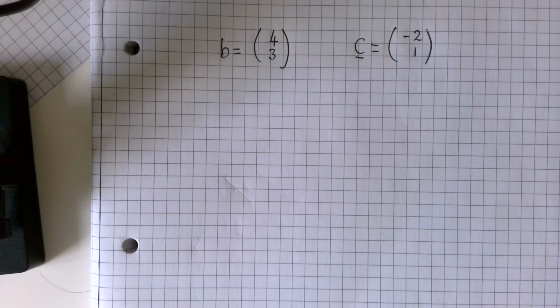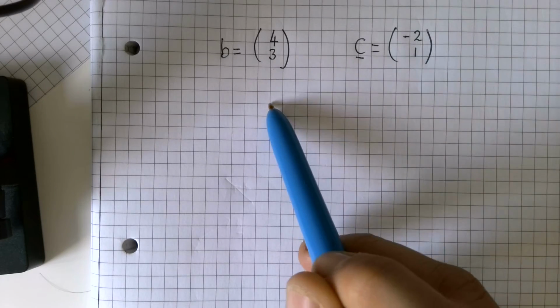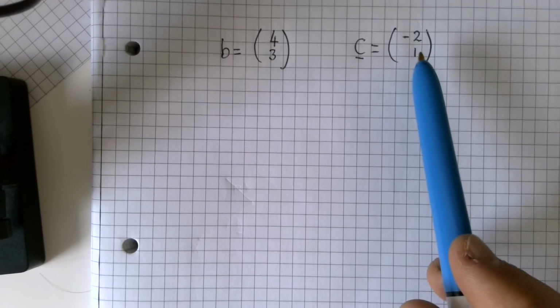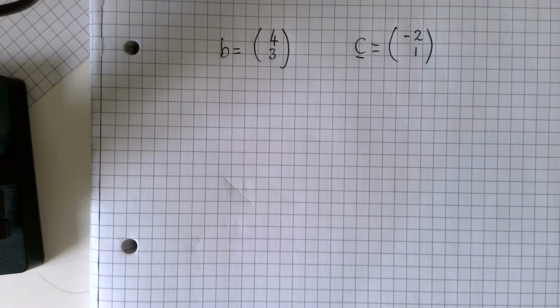So I always like to think of position vectors as describing a path that I can walk down, but I can only walk down paths that link to these vectors. So I just want you to imagine I can only walk 4 to the right and 3 up, or 2 to the left and 1 up, and in some combination of those. So they're separate movements, but I'm going to put them all together to get from one place to another.